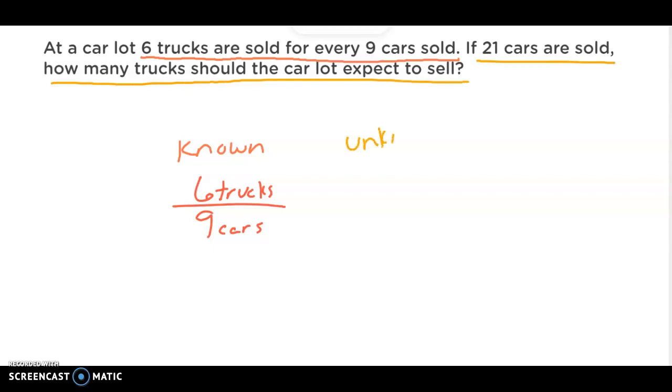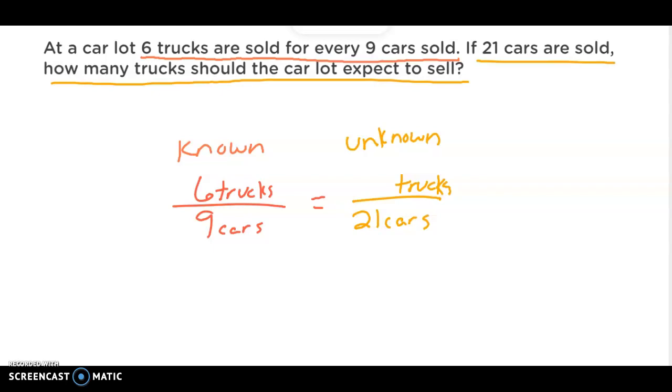So our unknown is 21 cars. Now, where would I put the 21 at? If I have 6 trucks on top in the numerator and 9 cars on bottom in the denominator, I'm going to have to put the 21 cars in the denominator. The question is, how many trucks will be sold? Now, these are going to be equivalent ratios. That's why these two are going to equal each other. They're equivalent, and I'll show you what I mean by it at the end.